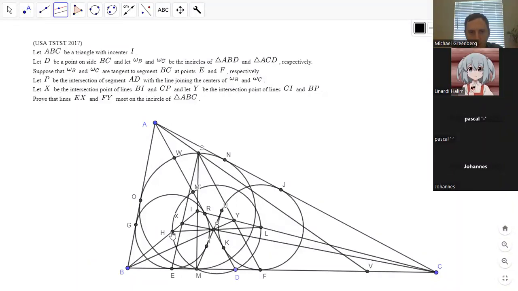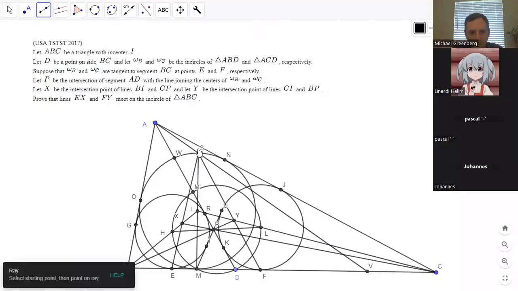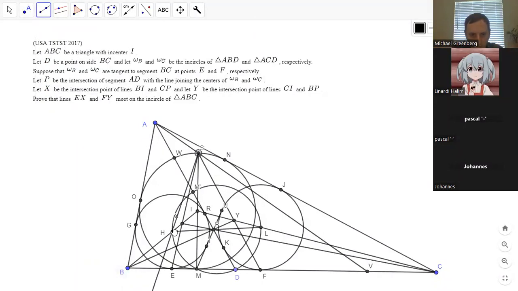So then we want to show (B, M; E, ...) and we'd have to intersect SH with BM. And we want to show that that's harmonic. Wait, I wonder if I, X, H, and B is harmonic now.